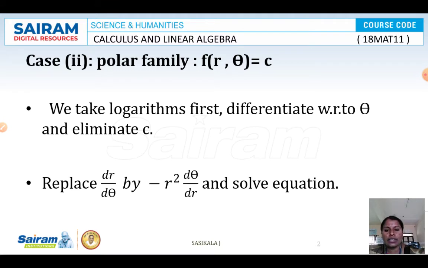What we did in Cartesian form, after replacing dy by dx with minus dx by dy in the differential equation, was solve it by the variable separable method: dx along with the x variable, dy along with the y variable, and then integrate. It is the same procedure here. The dr terms will have coefficients in terms of r, and the d theta terms will have coefficients in terms of theta. Then you integrate, and you will get the orthogonal trajectories of the given polar family. Okay, so we'll go for an example.